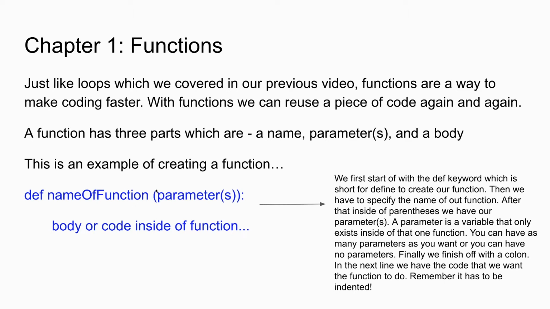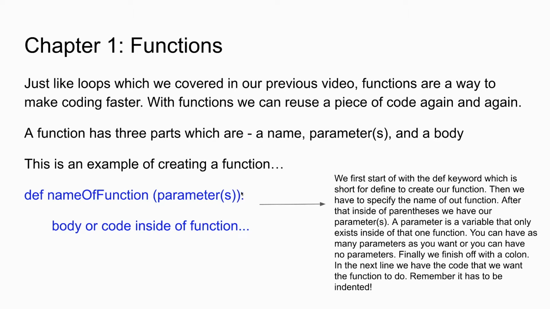After the name, inside of parentheses, we specify the parameters. We can have one parameter, two parameters, as many as we like. We don't even have to have any parameters. A parameter is a variable that only exists inside of that one function. So, when we specify parameters, we are just giving the function something to work with ahead of time.